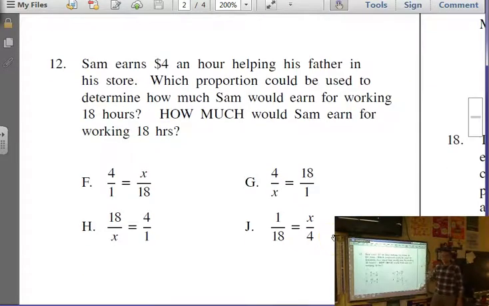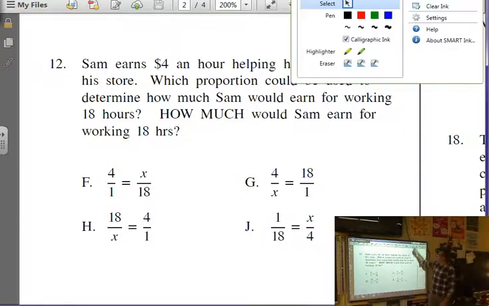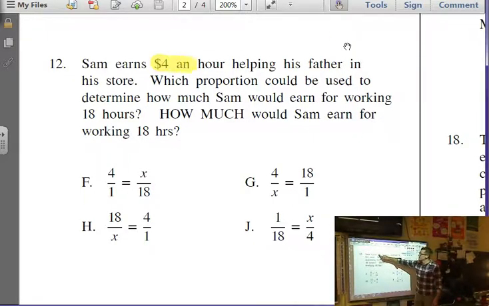For 12, same type of problem. We have how many dollars he makes for how many hours he works. It's $4 for 1 hour. I can actually stop right there. An hour, it doesn't say 1, but it's inferred. An hour is 1 hour.